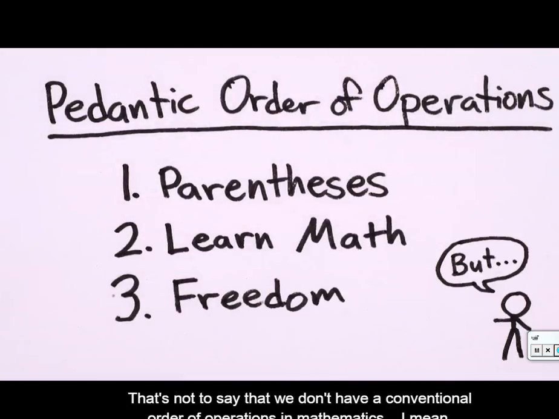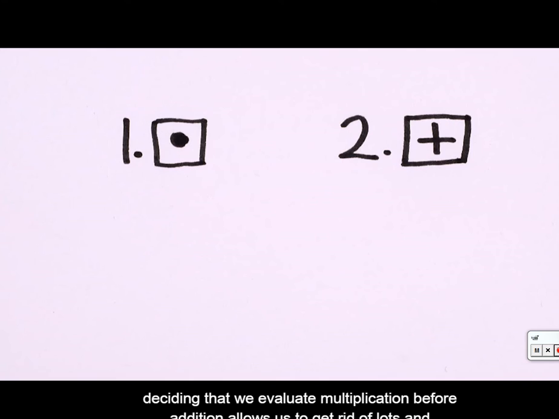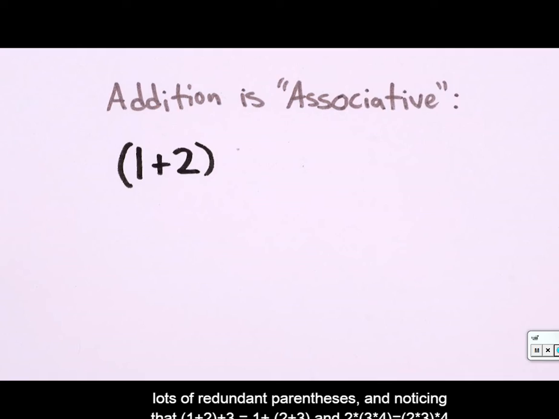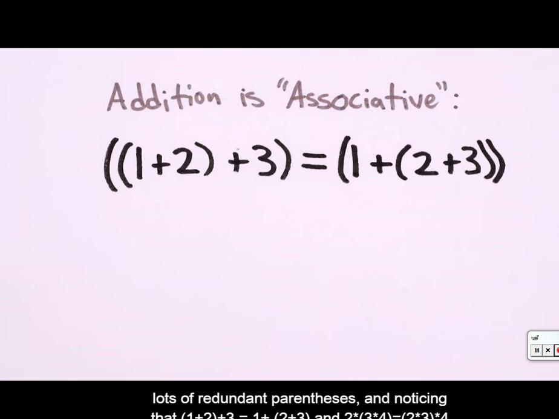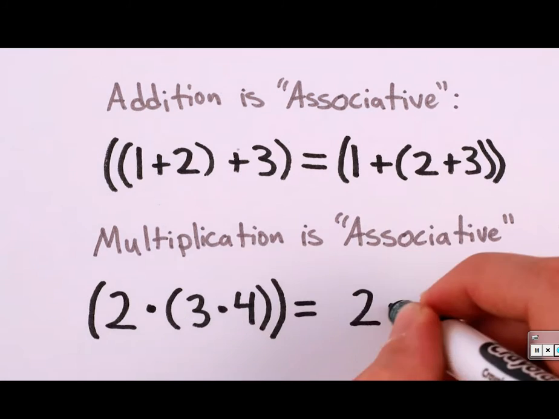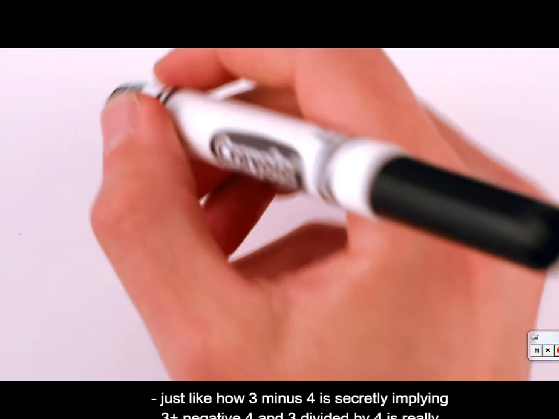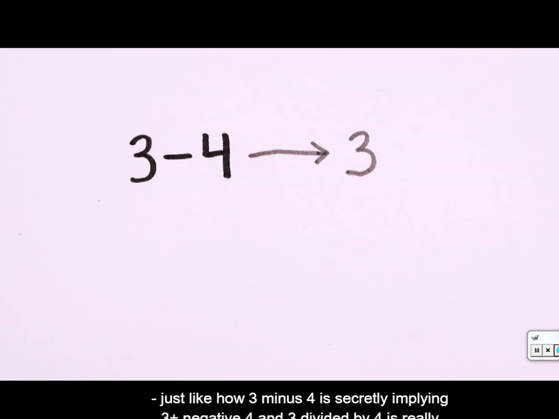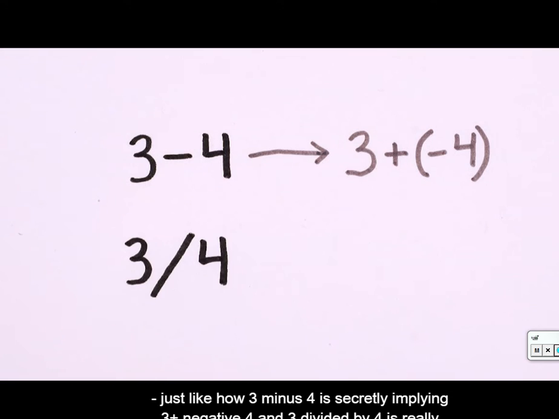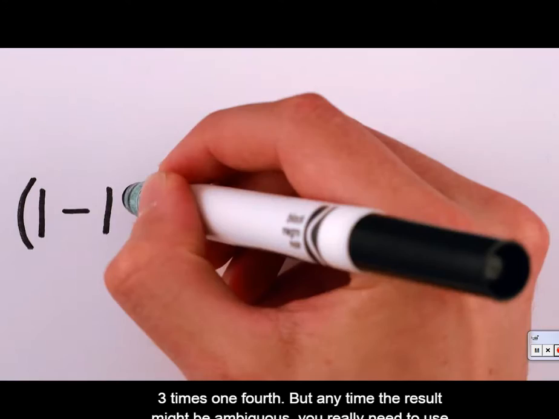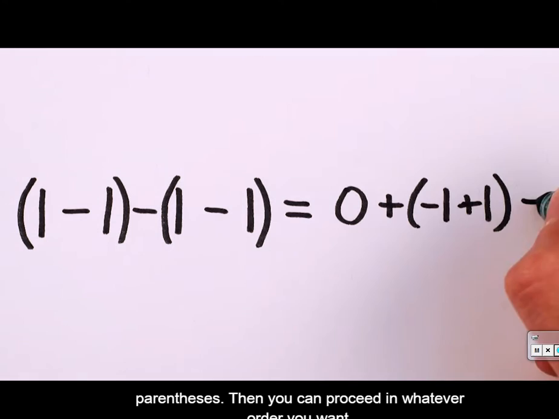That's not to say that we don't have a conventional order of operations in mathematics. I mean, deciding that we evaluate multiplication before addition allows us to get rid of lots and lots of redundant parentheses. And noticing that 1 plus 2 plus 3 equals 1 plus 2 plus 3, and 2 times 3 times 4 equals 2 times 3 times 4, removes a ton more. But the point is that those parentheses are still there, still implied. Just like how 3 minus 4 is secretly implying 3 plus negative 4, and 3 divided by 4 is really 3 times 1 fourth. But anytime the result might be ambiguous, you really need to use parentheses. Then you can proceed in whatever order you want.